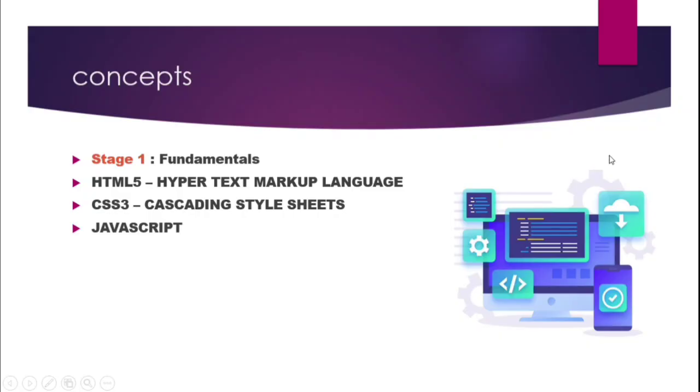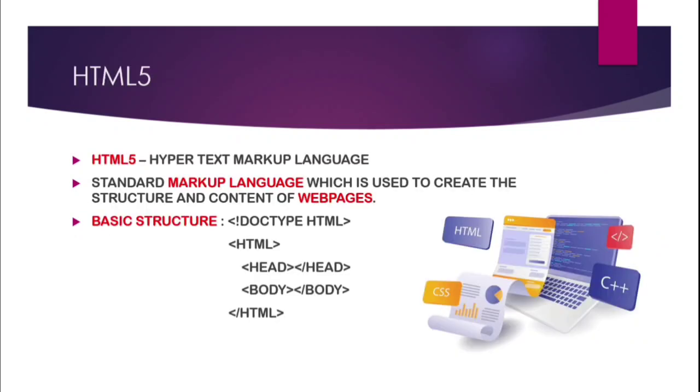Let's get started. So this is the stage 1 fundamentals. Here we have HTML5, which is hypertext markup language, CSS3, cascading style sheets, and JavaScript. Then we can go to HTML5, the first language that you need to learn to begin your front-end journey. HTML5 stands for hypertext markup language. This is the standard markup language which is used to create the structure and content of web pages.